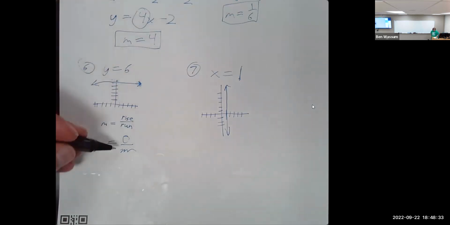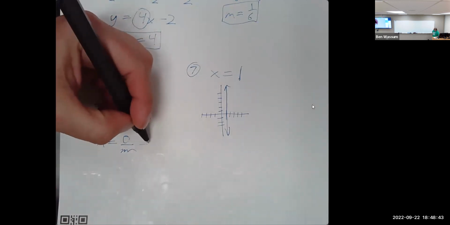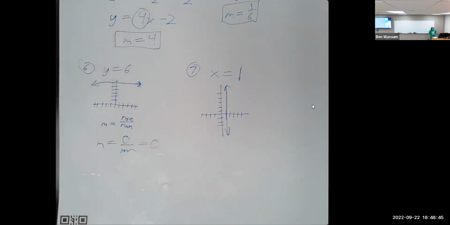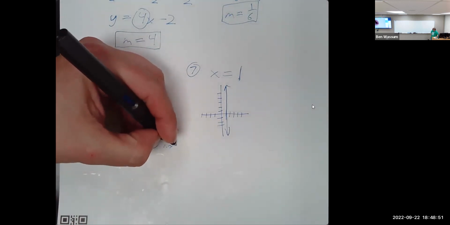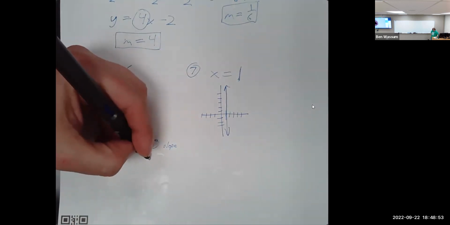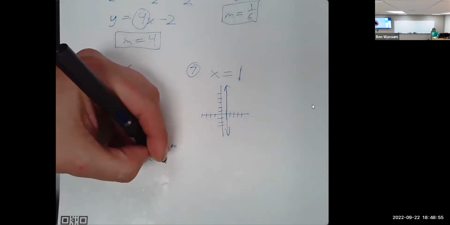Well, what's zero out of anything? Zero, right? Zero out of 5, zero out of 100. It all breaks down to zero. So on problems like these, we have zero slope. Sometimes this is also referred to as no slope.